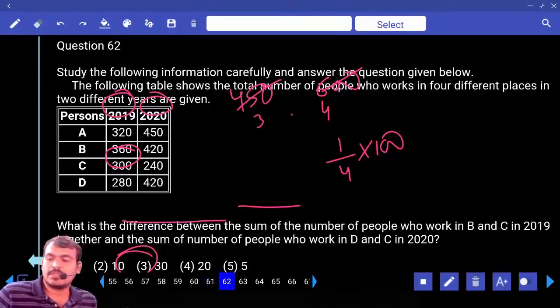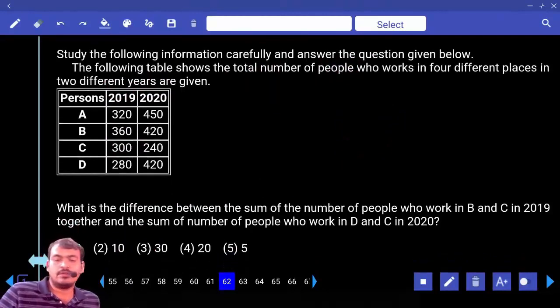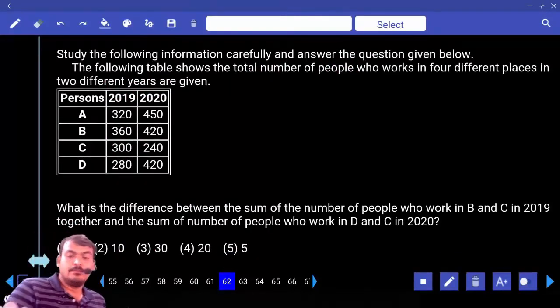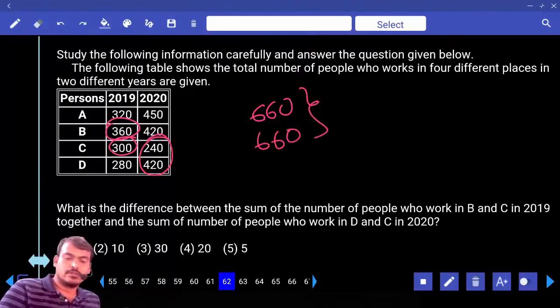What is the difference between the sum of the number of people who work in B and C in 2019 together and the sum of the number of people who work in D and C in 2020? B and C together in 2019: 360 plus 300. How much? 660. And D and C together in 2020: 240 plus 420. How much? 660. Difference 0. Which option? First one.